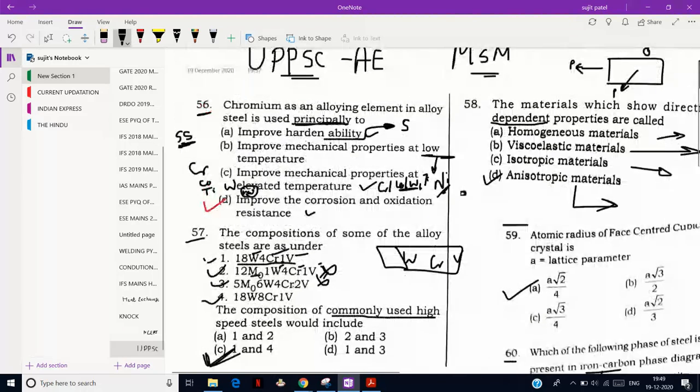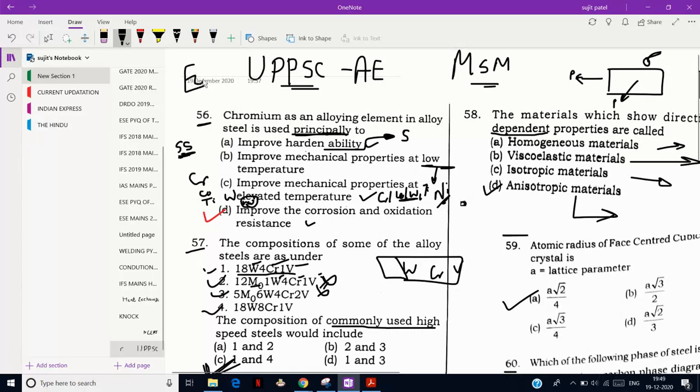So these are the questions. The level of these questions I am putting in the easy section.